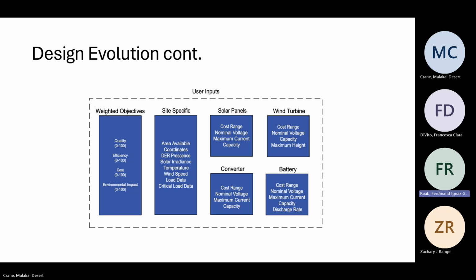So as we continued to refine our problem statement, we developed this second iteration of the GUI, which introduces a more robust weighted objectives section that now includes quality, efficiency, cost, and environmental impact. We also added a dedicated section for site-specific data.